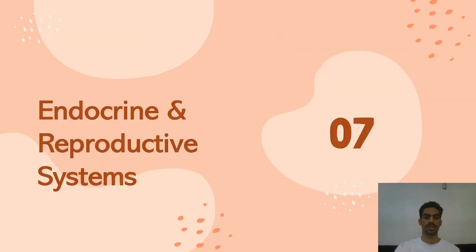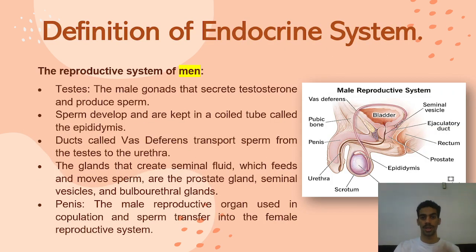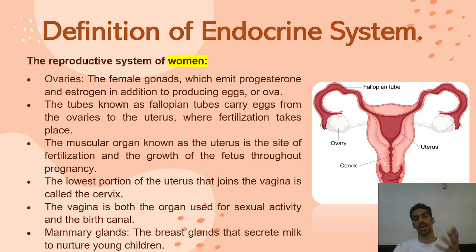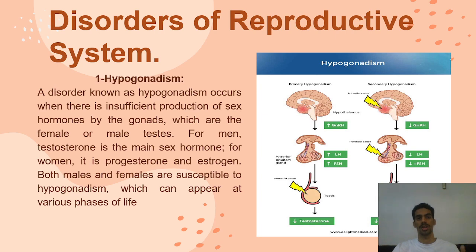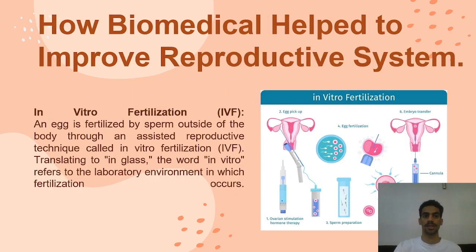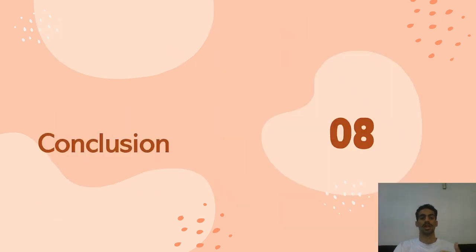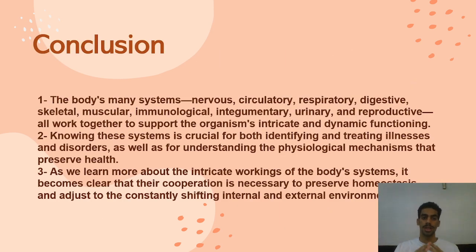Here the endocrine and reproductive system, the definition of the endocrine system for the man and for the woman. See the difference between them. Here are the disorders of the reproductive system, and as you see here how biomedical engineering helps the reproductive systems.